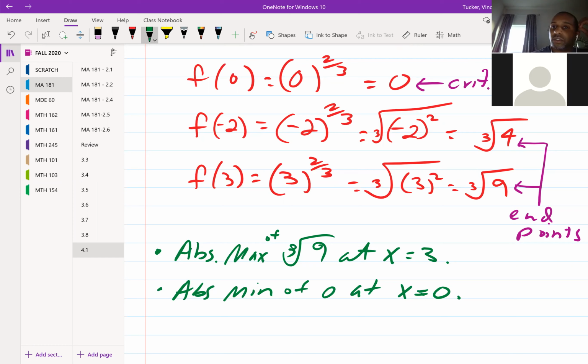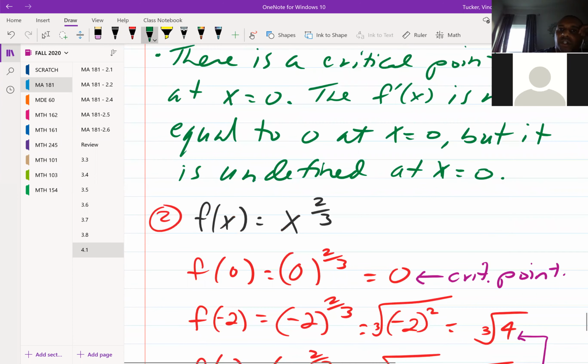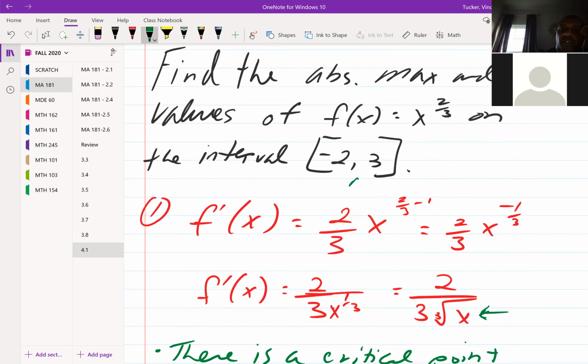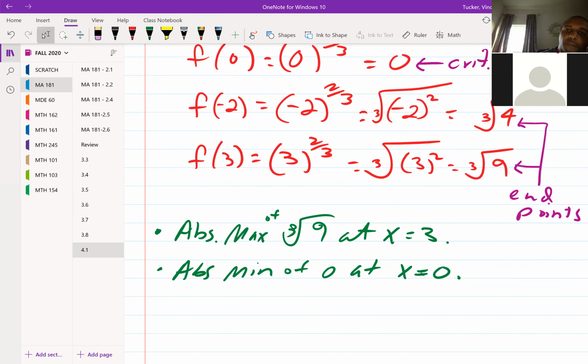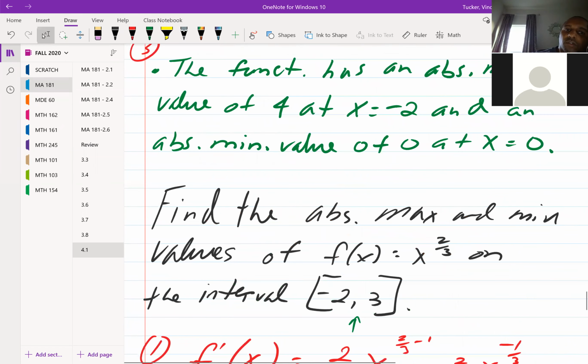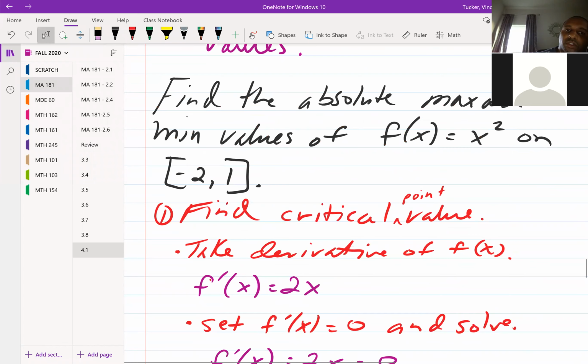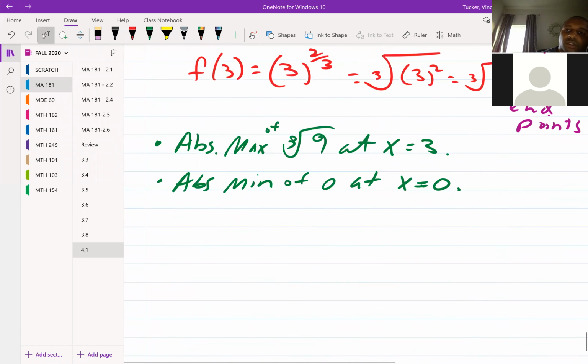Also, when you check your critical points, make sure it is in the interior of your interval. If I had a critical point of 0, but let's say this interval went from 2 to 3, then that critical point wouldn't matter because it's not in the interval that we have. But since it's going from -2 to 3, 0 is in between -2 and 3, so it is an interior point of this interval. All right. Questions, concerns, comments on anything?